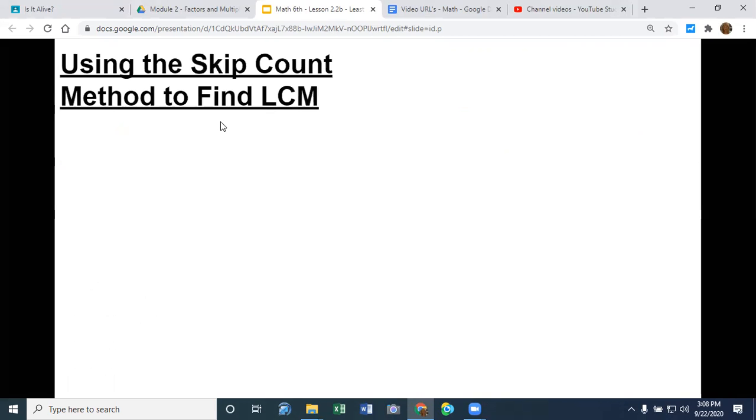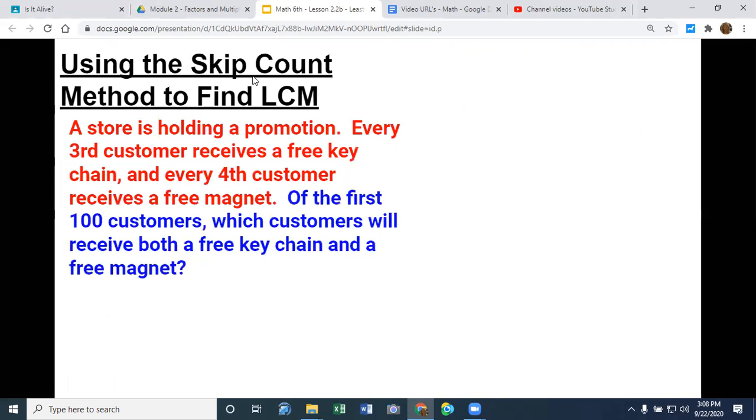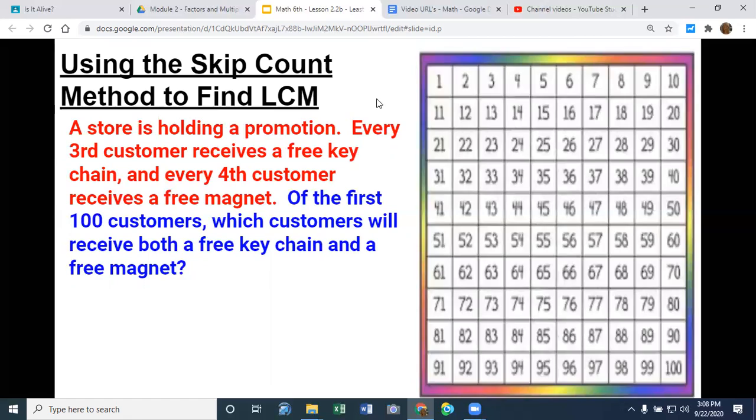Let's do this again. A store is holding a promotion. Every third customer receives a free keychain, and every fourth customer receives a free magnet. Of the first 100 customers, which customers will receive both a free keychain and a free magnet? So if you're the right number customer, you'll get both. Which one has to be, right? Here's our number chart again.